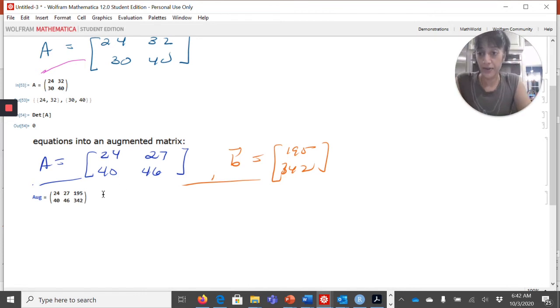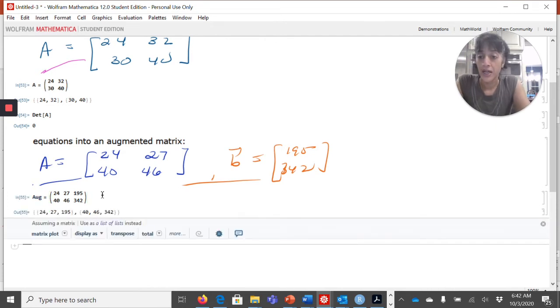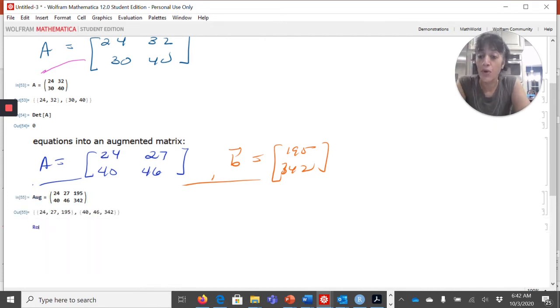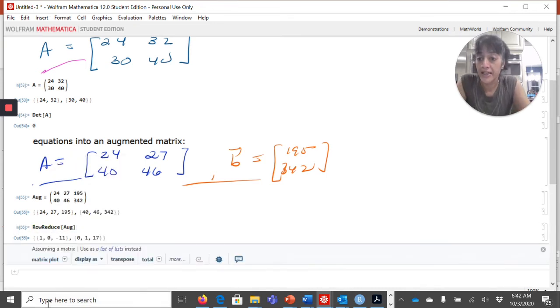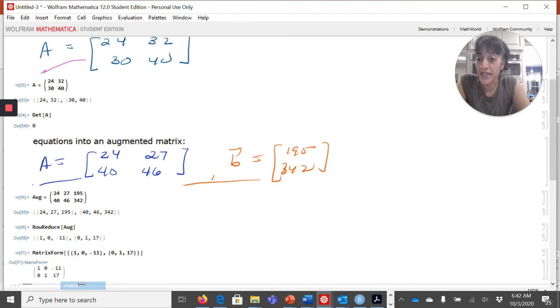And then Shift Enter. And then I'm going to row reduce. The command is RowReduce, and then put in aug. And then if we display that as a matrix, you get this matrix over here.